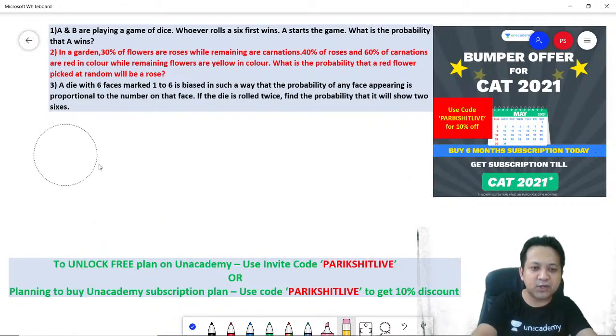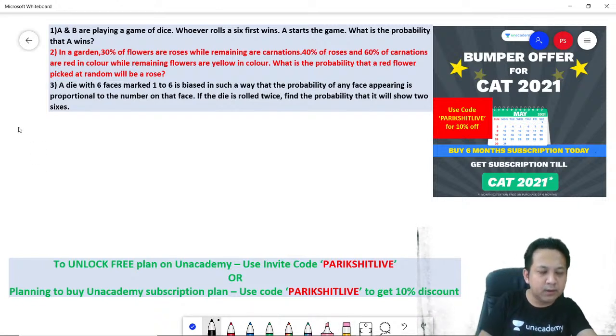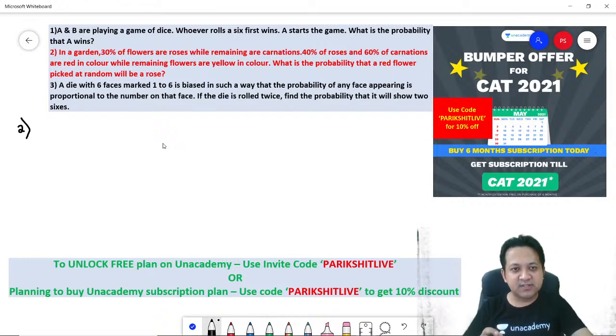Let's look at question number 2. In a garden, 30% of flowers are roses, while the remaining are carnations. 40% of roses and 60% of carnations are red in color, while the remaining flowers are yellow in color. What is the probability that a red flower picked at random will be a rose?